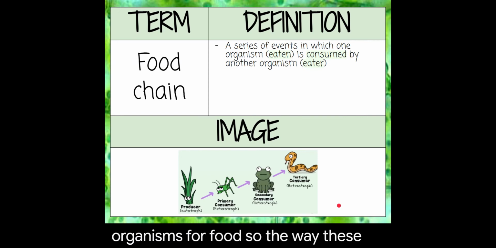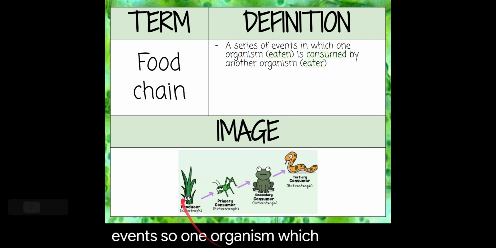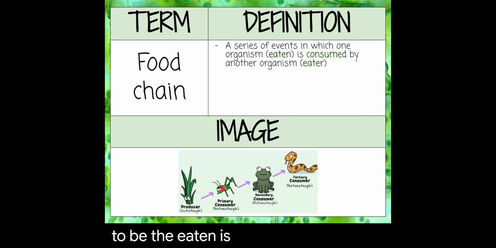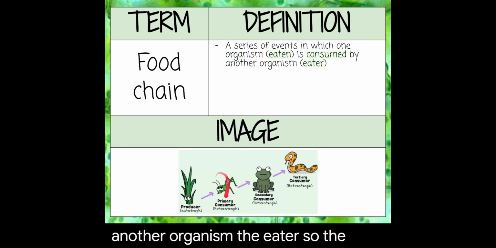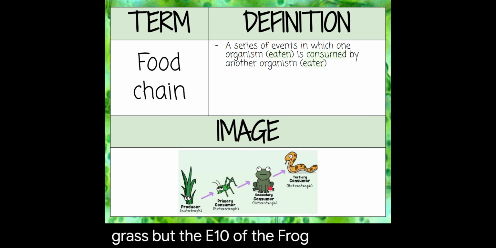So the way these food chains work and what is actually being displayed here is a series of events. One organism, which is going to be the eaten, is consumed by another organism, the eater. So the grasshopper would be the eater of the grass, but the eaten of the frog, and so on.